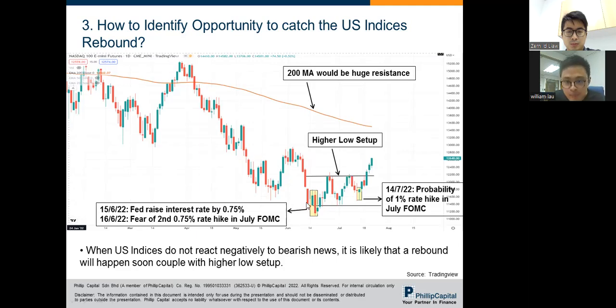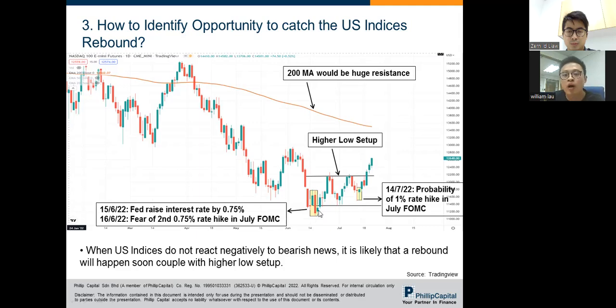But the next day, there were news or rumors in the market saying that it's going to increase by another 0.75% in the subsequent FOMC, which is in July, upcoming next week. There were news or rumors last month. So immediately, Nasdaq dropped 4 point something % here.